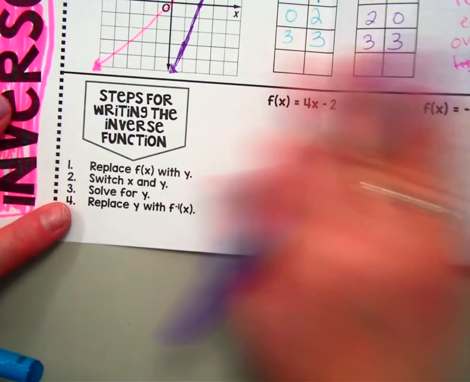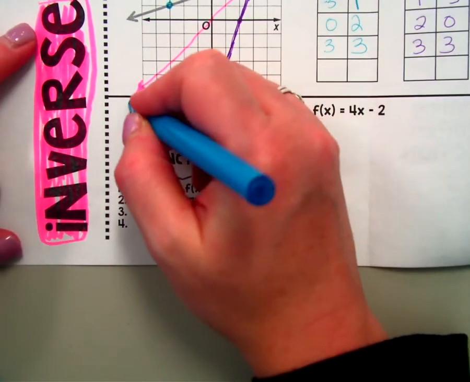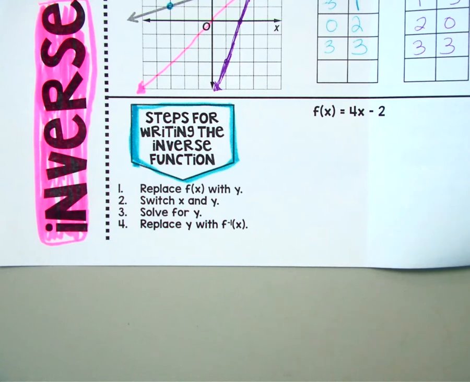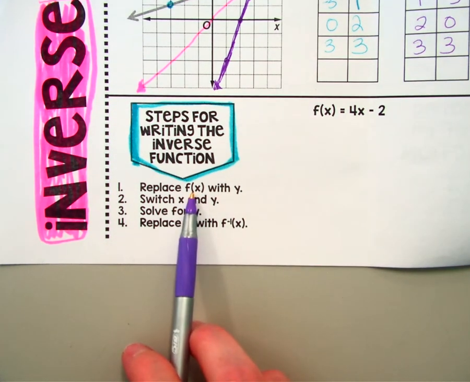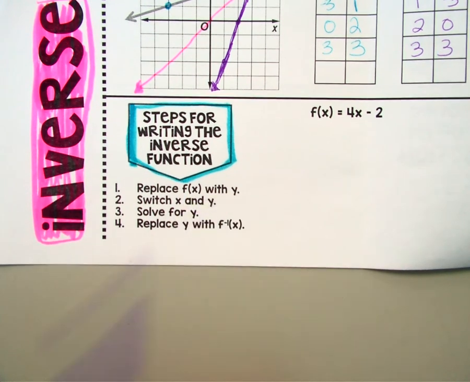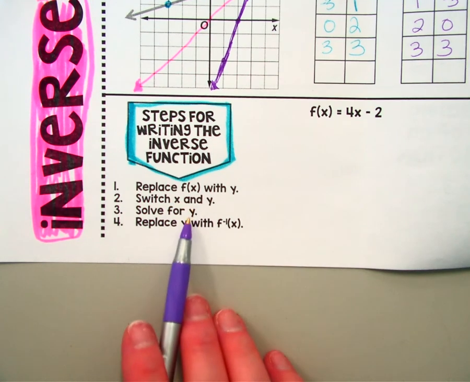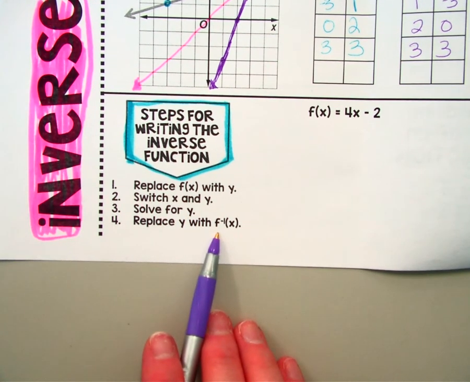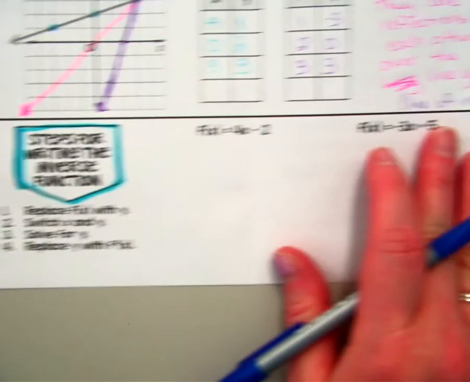So let's take a look at our steps. I wrote them out on the inside for us. So steps for writing the inverse function. You're going to first take your f of x. If you have your function notation, you're going to first replace that with a y. We're going to switch your x and your y values. You solve for y, and then you just replace with your notation for your inverse there.